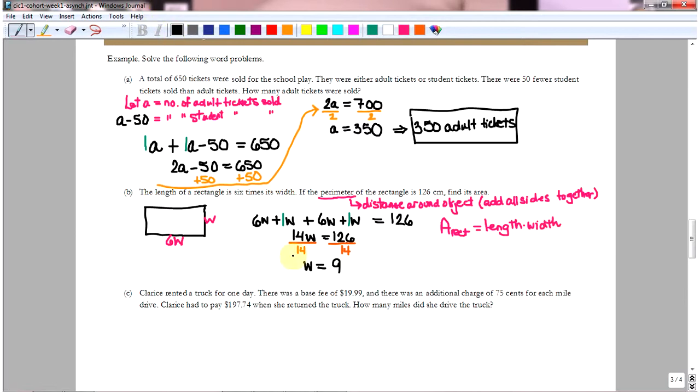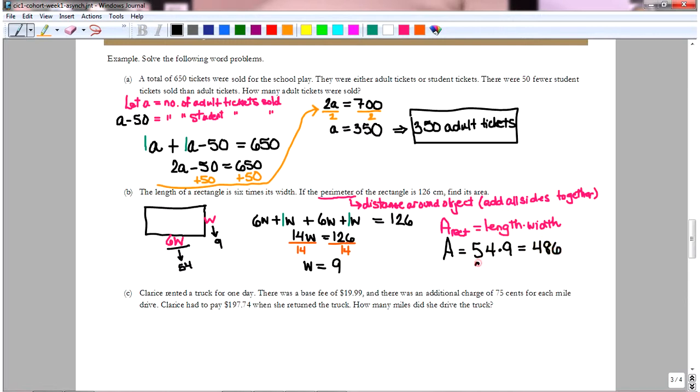So we just found that our width is equal to 9. So that means that our length is 6 times that. So 6 times 9 is 54. So our area is going to be our length, 54, times our width, which is 9. And we do that product and we come up with 486.